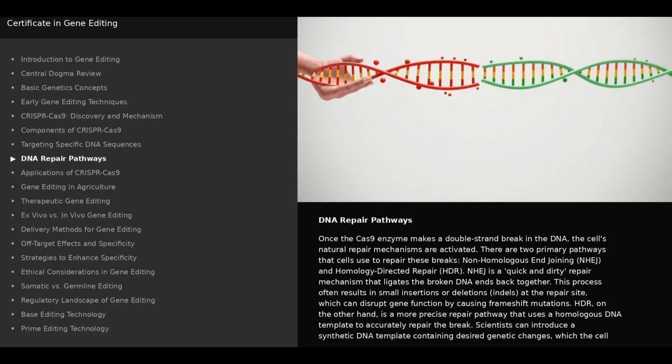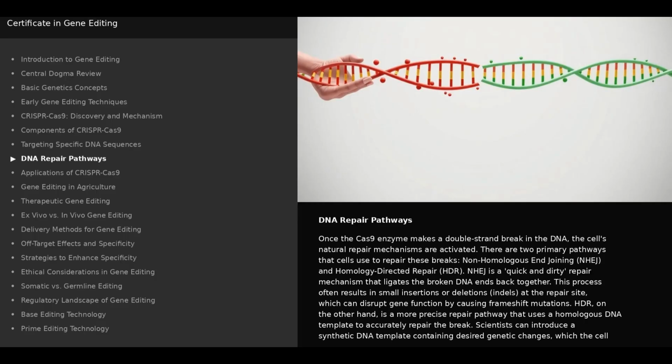DNA repair pathways. Once the Cas9 enzyme makes a double-strand break in the DNA, the cell's natural repair mechanisms are activated. There are two primary pathways that cells use to repair these breaks: non-homologous end joining, NHEJ, and homology-directed repair, HDR. NHEJ is a quick and dirty repair mechanism that ligates the broken DNA ends back together. This process often results in small insertions or deletions, indels, at the repair site, which can disrupt gene function by causing frame shift mutations. HDR, on the other hand, is a more precise repair pathway that uses a homologous DNA template to accurately repair the break.